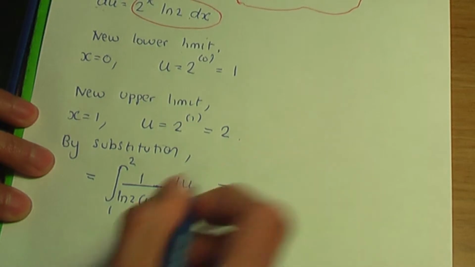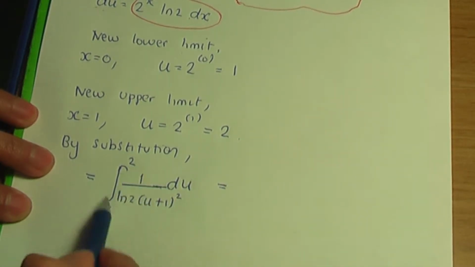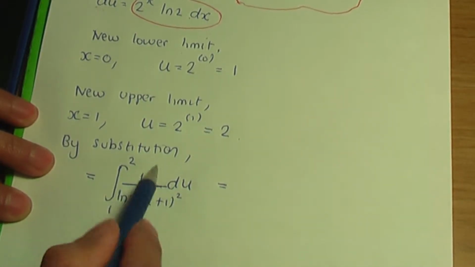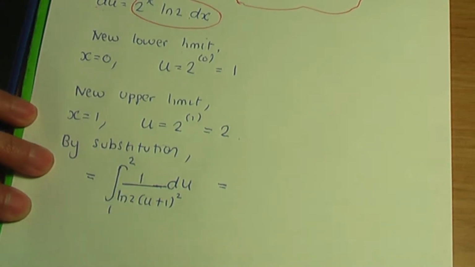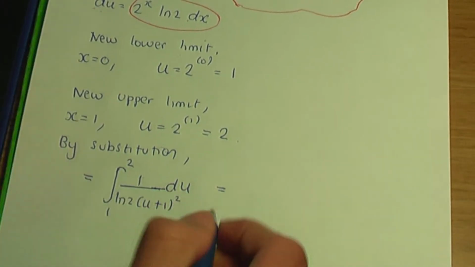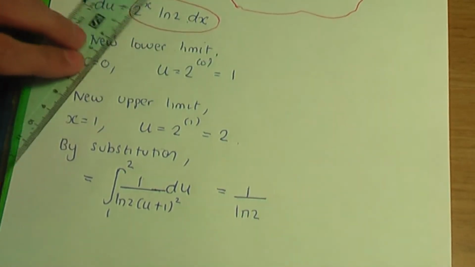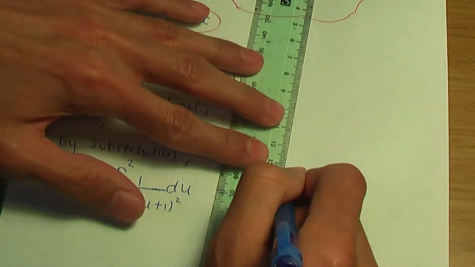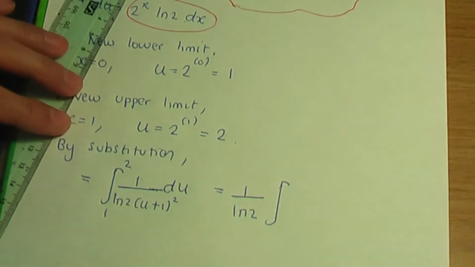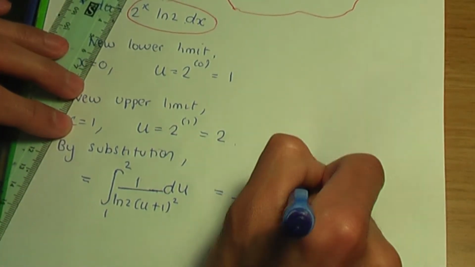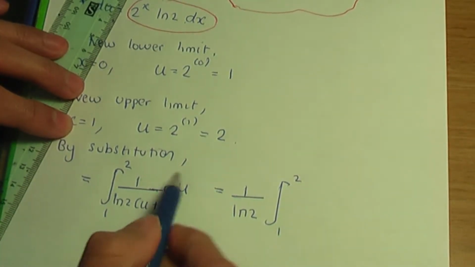So I can rewrite this as, I like to take the constant out of the integral, so you can only take constants out of the integral. If I take 1 over ln 2, so 1 divided by ln 2 out of the integral, we're going to be left with the integration between limits 1 and 2.